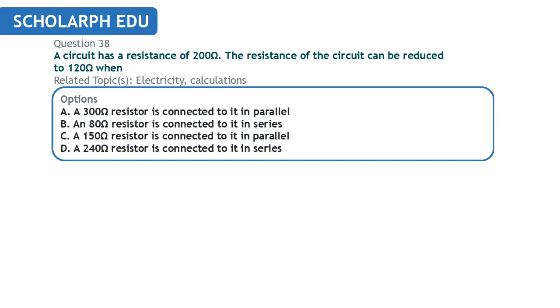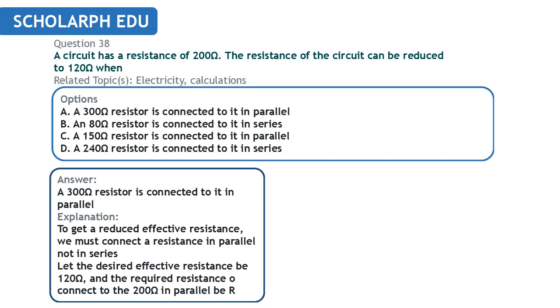So we know that here we need to be adding another resistor to that circuit in parallel. But the question will be, what is going to be the resistance of that resistor? Because here we have two options that are parallel. This one is saying 300 in parallel, this is 150 in parallel. So what is going to be the resistance? That's what we need to calculate.